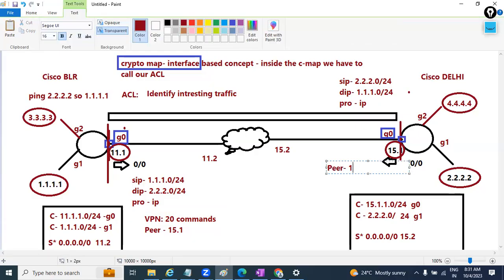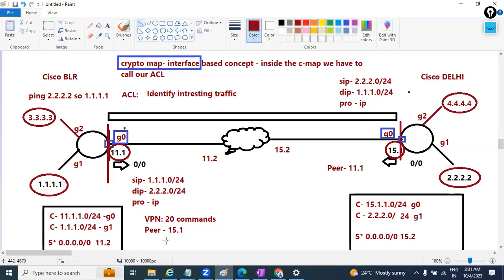And who's my peer? 11.1. So this command is part of those 20 commands, sir. So on a daily basis or on an hourly basis, we cannot change it. One small change in the VPN, and there would be downtime.